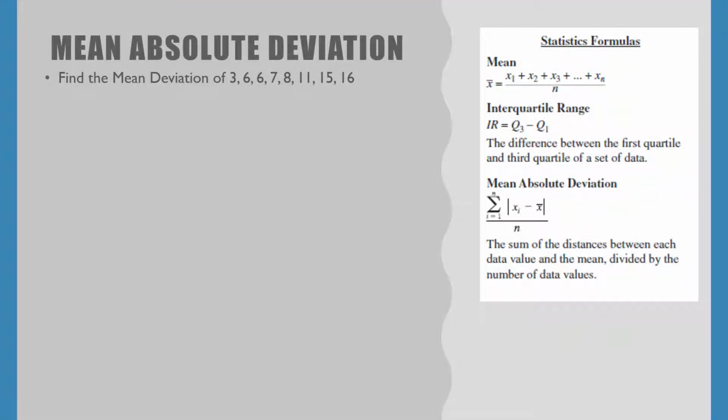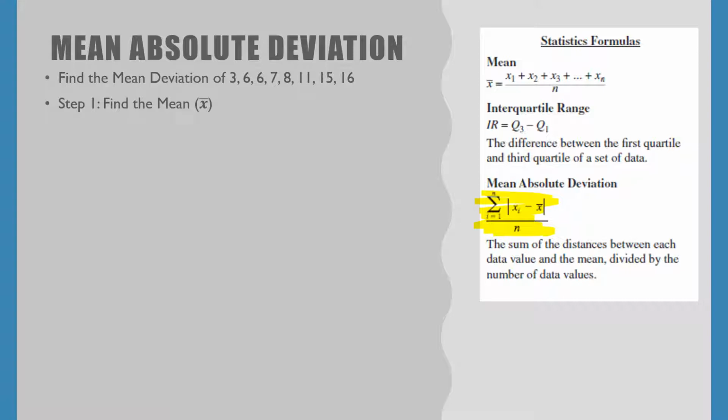So in this first example, find the mean deviation, and I have a data set of 3, 6, 6, 7, 8, 11, 15, and 16. Now, what this means, so here, this is a Greek sigma, and that just stands for the sum. So this is saying the sum of all values n starting at the first data point, okay? So we're starting at the first piece of data in our set, and we're going all the way to the end.